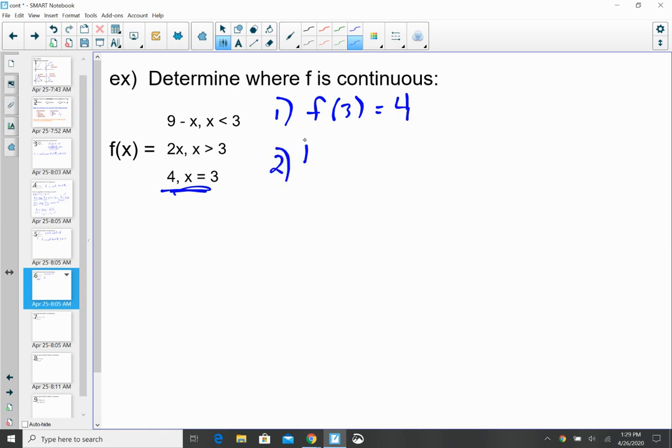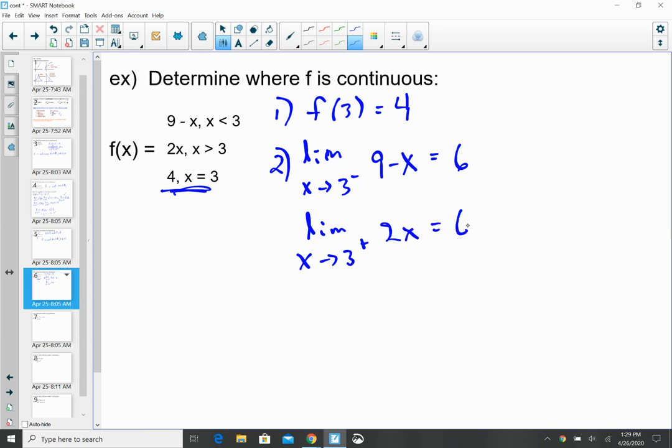All right, does the limit exist? What's the limit as x approaches 3 from the left? Well, from the left, that's the less than, that's 9 minus x, so that would be 6. Right? 9 minus 3, 6. Now let's look from the right. From the right, it would be 2x, which also equals 6. Since those numbers are the same, the limit as x approaches 3 of the function equals 6. So it meets the first two criteria.